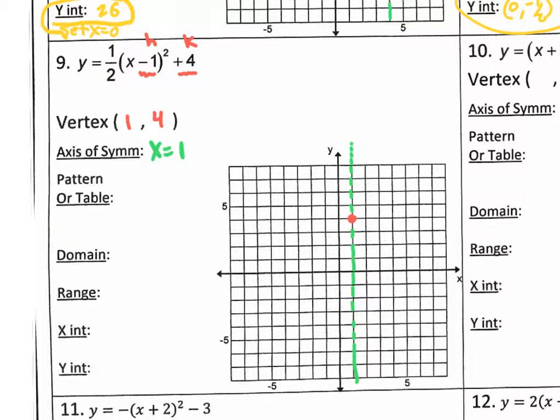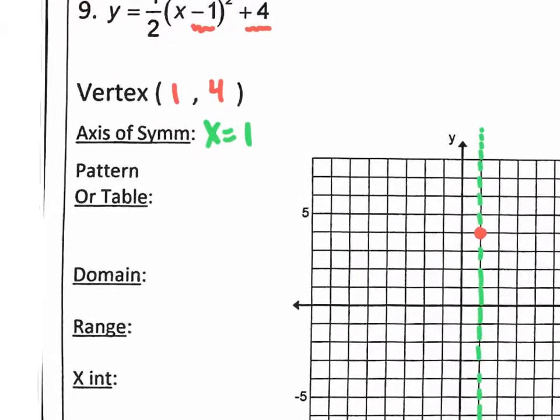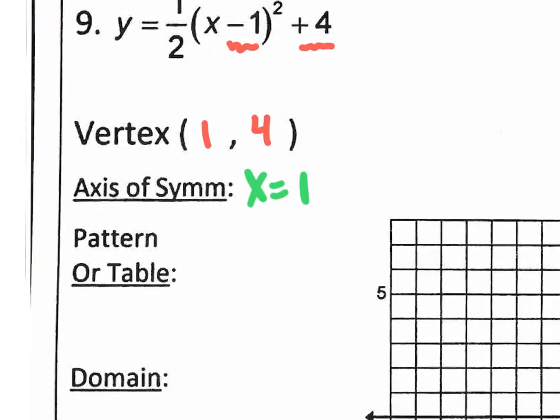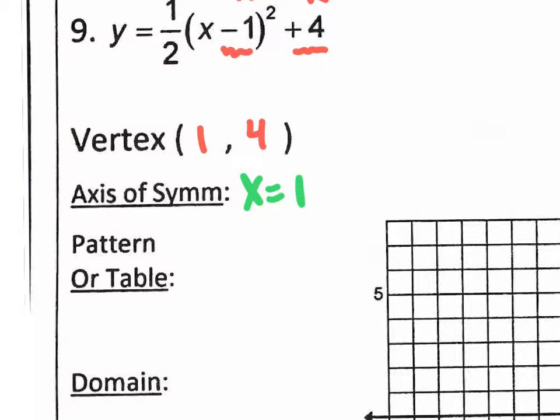And then you need to use a pattern or the XY table to be able to get more coordinates, right? So you could use a pattern, you could use a table. I want to do both so you guys could select which one you feel more comfortable with. So if I wanted to use an XY table, pretty tiny because there's not much space, I want to plug in values that are close to the x value of my axis of symmetry, that are not too far away from it, that are on the same side of it.